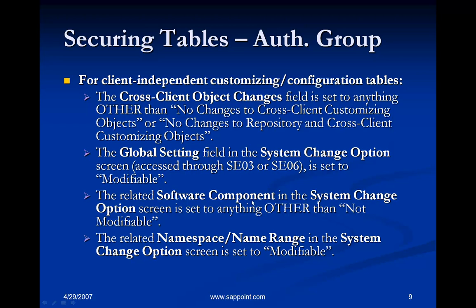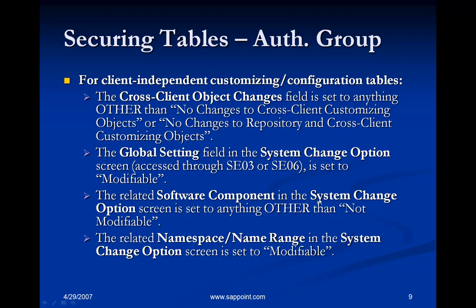Now the related software component in the system change option screen is set to anything other than not modifiable. The related namespace name range in the system change option screen is set to modifiable. If these are the settings in SC06, then you can modify the data in the tables in the system directly. So at the system level, you can also control the table changes using the settings in the transaction SC06.